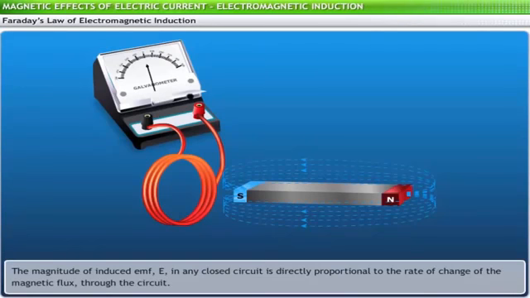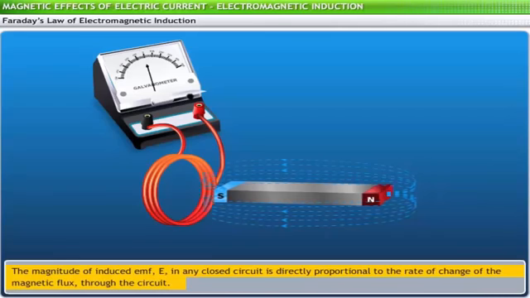Based on his experiments, Faraday postulated a law on electromagnetic induction. Faraday's law states that the induced electromotive force E in any closed circuit is directly proportional to the rate of change of the magnetic flux through the circuit.